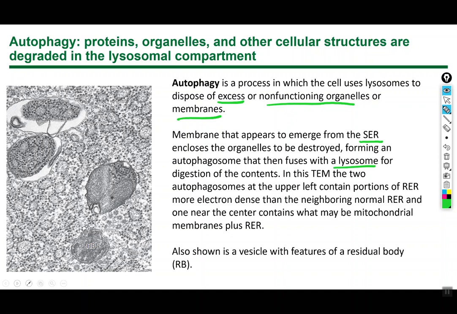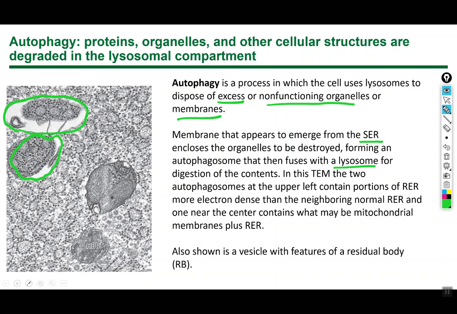So this is a TEM. There are 2 autophagosomes at the upper left. I will circle them for you. Oops, I need to erase this one because I did not include its edge here. And so these are containing portions of rough endoplasmic reticulum. And these are more electron dense than neighboring normal RER. So one of them, the one near the center, may contain mitochondrial membranes.